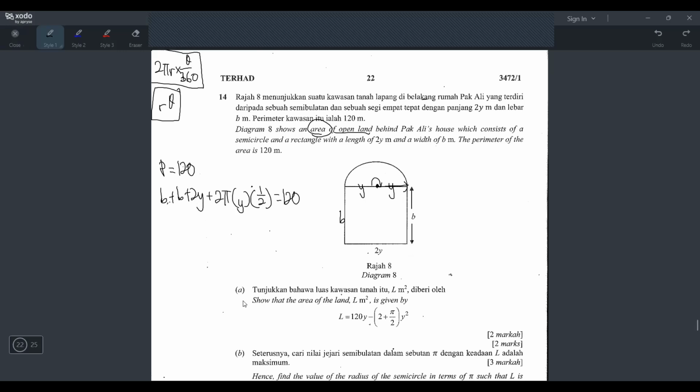Okay. But then question A wants you to show that the area is given by L equals this. Right. So what I have to do here, I have to find b here. I have to find b. I have to make b the subject.